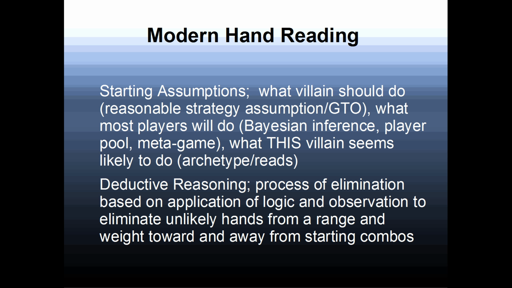So we can look at it like this. We can say, what should villain do? We can have a reasonable strategy laid out for our opponent and assume that they're going to be playing reasonably. Or we can try to make some Bayesian inferences.